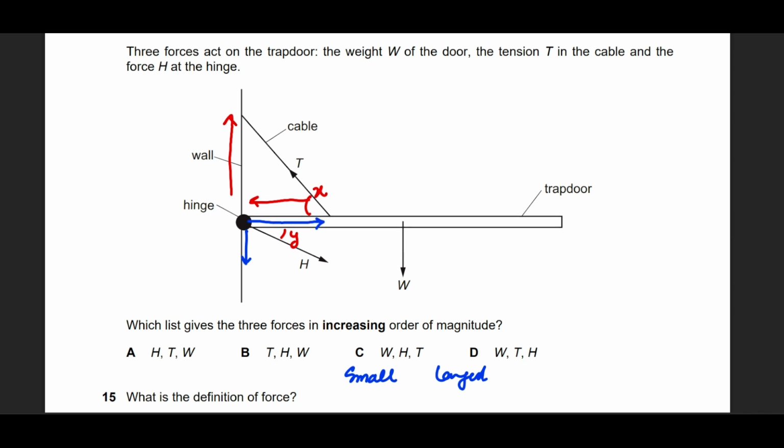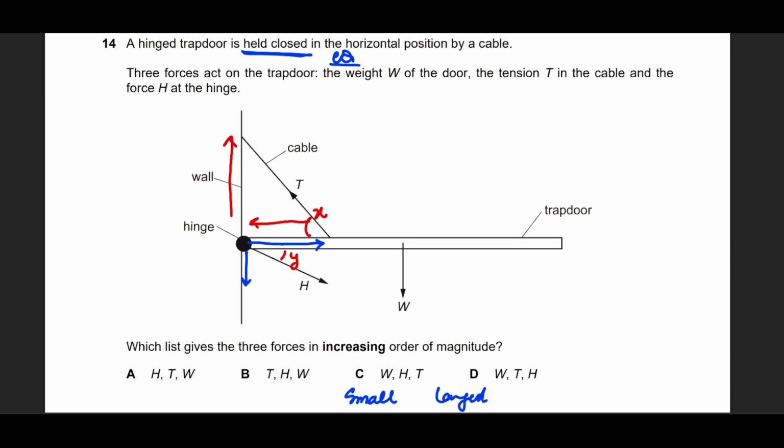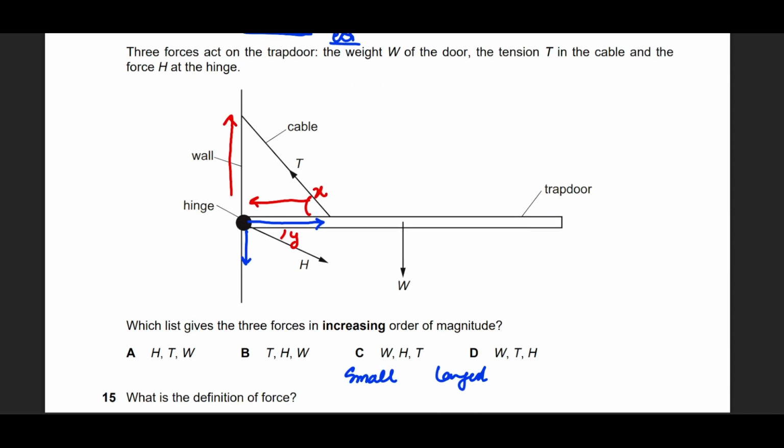So since the trapdoor is held closed, it is in equilibrium, which means the clockwise moments are equal to the anti-clockwise moments, and the vertical and horizontal components are balanced. First, let's look at the horizontal components. Horizontal components are due to the tension and due to H. So it will be T cos X equals H cos Y.